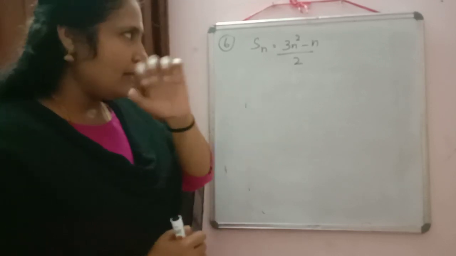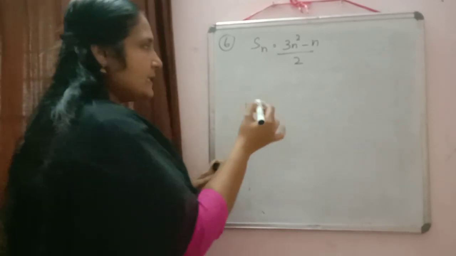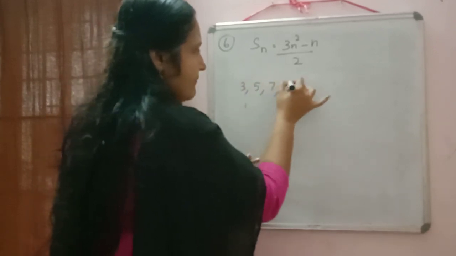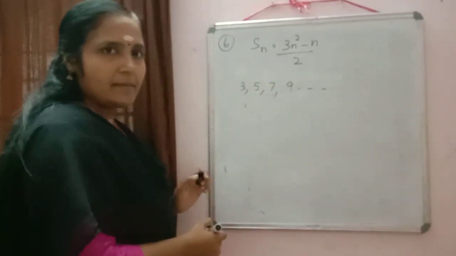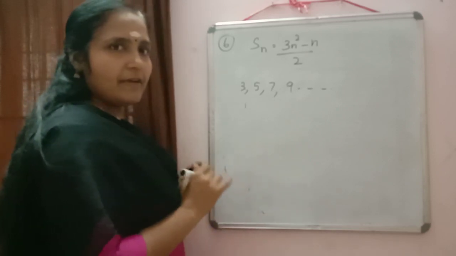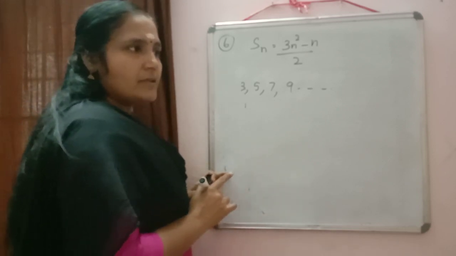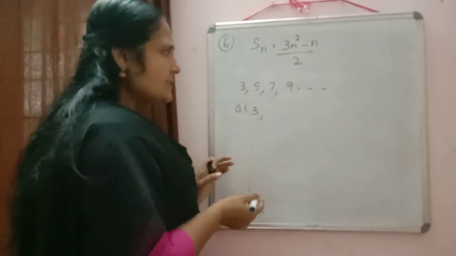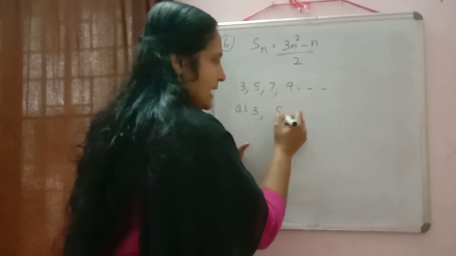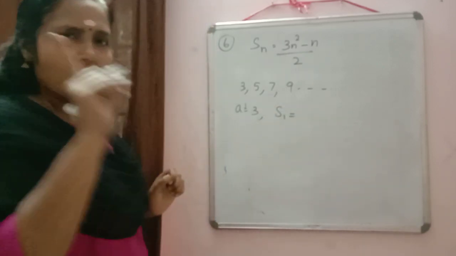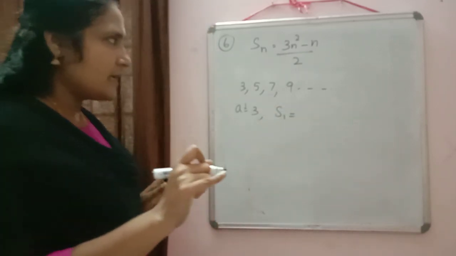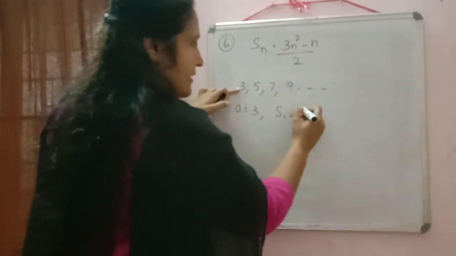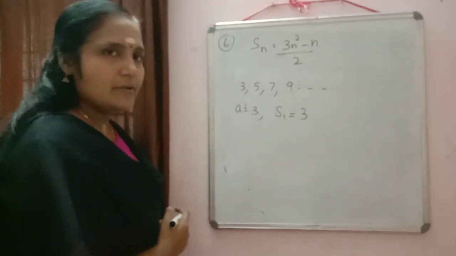Now here I will tell you, suppose we have an AP, in this way: 3, 5, 7, 9. In this AP, what is the first term? A is equal to 3. What is the sum of one term? S1 we have to calculate. Sum of one term only, not all the other terms. Sum of one term means only 3 is there. So our S1 also will be equal to 3 only.